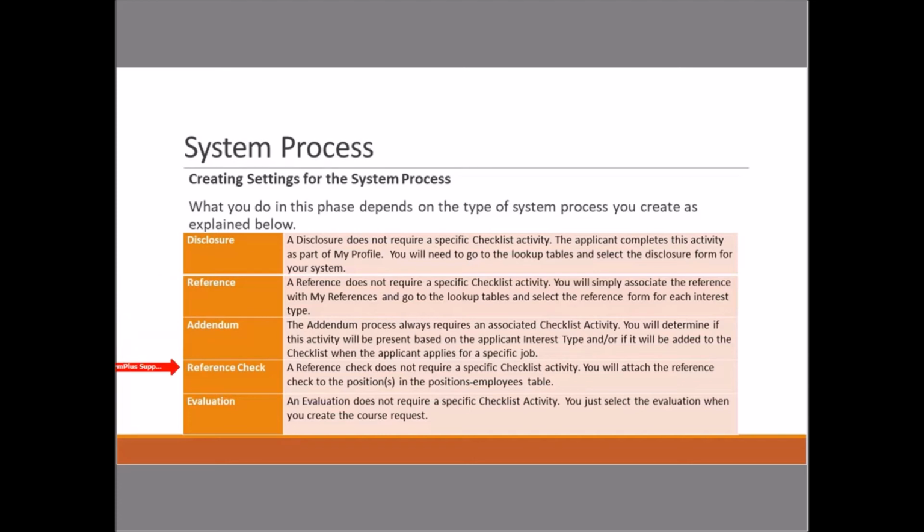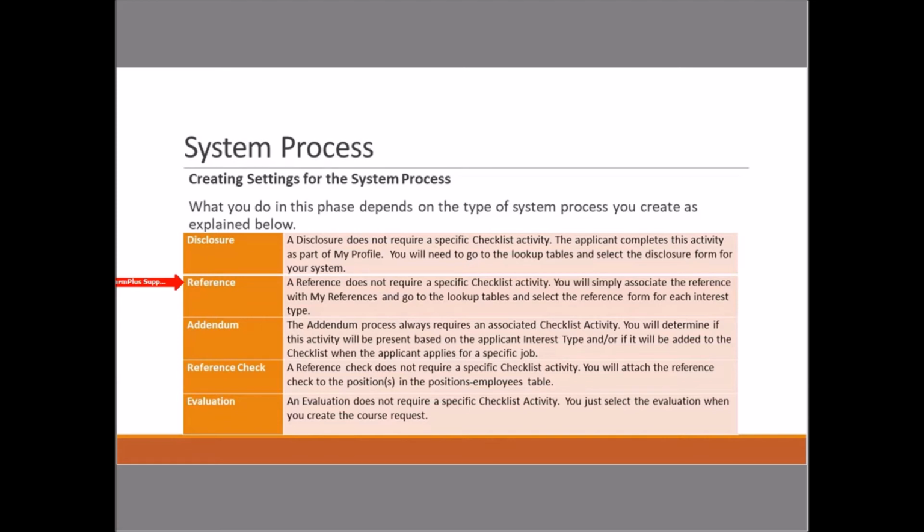A reference check does not have a specific checklist activity as well, but after you create your reference check, you've got to go into your position employees table and tie it to the positions that you want to use it with. You can have as many reference checks as you want, or you could just have one tied to every position. But you can get real specific on your reference checks, where your references are only available by interest type.